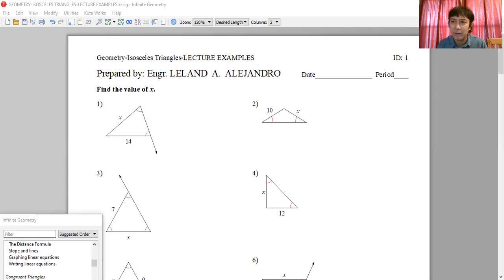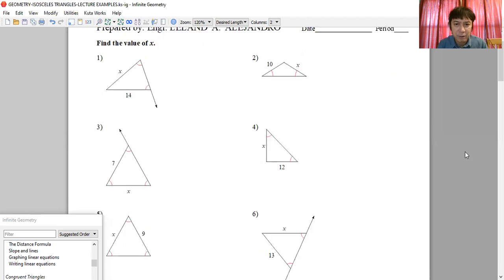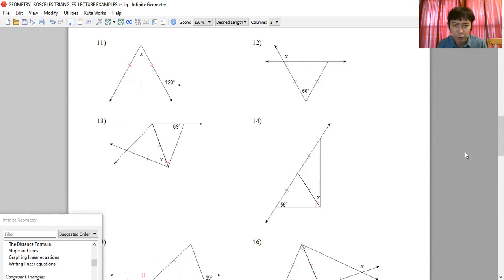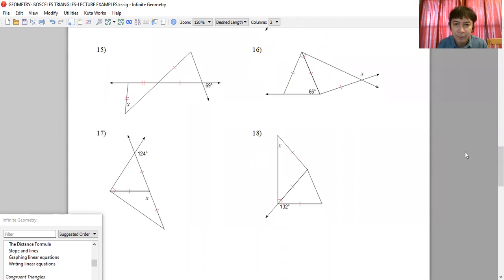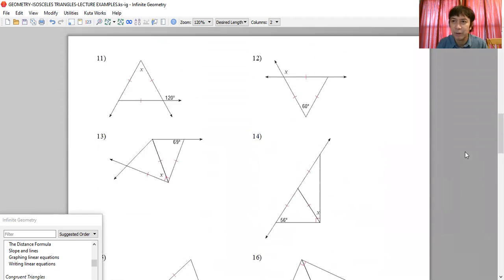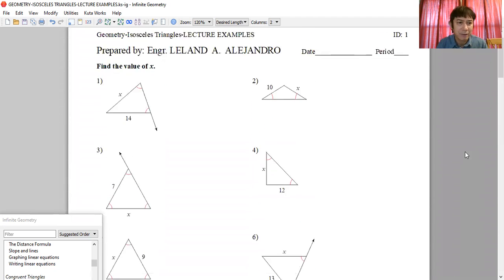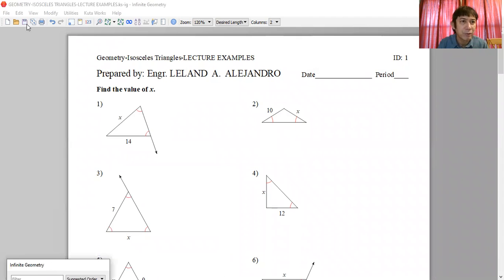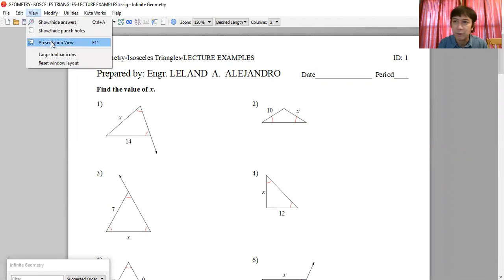Okay, here's the isosceles triangle worksheet, and we're going to see how many problems we have for this. This is about, is it 20? It's about 18 numbers, okay, with figures. So let us see the first problem, and we're going to solve it in presentation view.